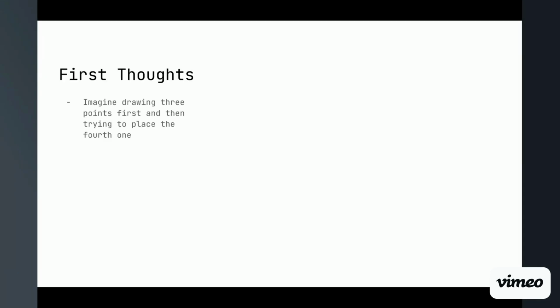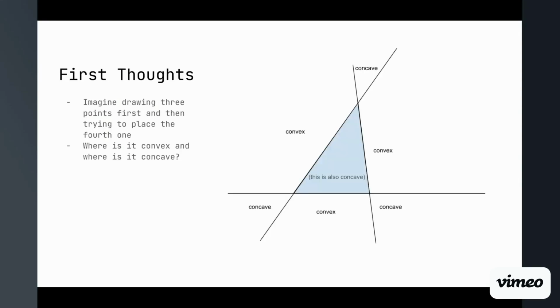And that got me thinking about where exactly is a concave and convex. And this is where I had my first thought. So imagine drawing 3 points first. In the case of golf, I hit 2 balls first, and I imagine the hole is also being another ball. And I'm trying to place the 4th one somewhere in an infinite plane. So we want to determine where is a convex and where is a concave.